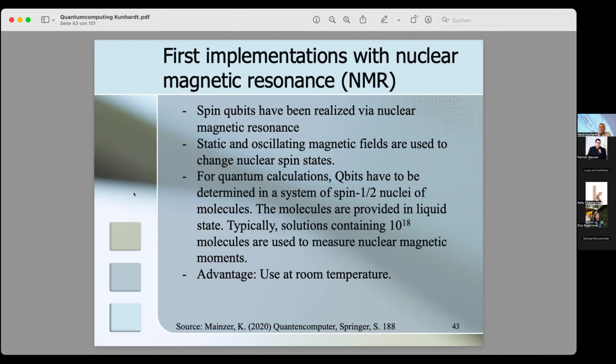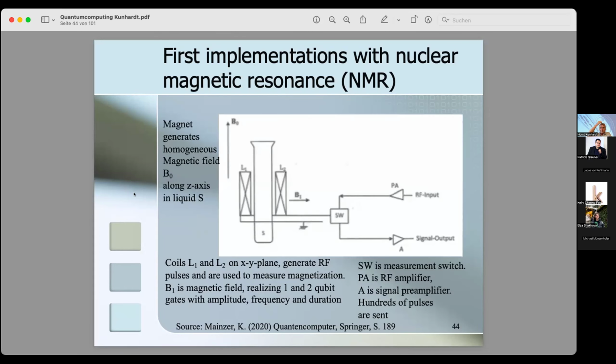The advantage of this type of approach is that we can use room temperature. Remember the picture of the D-Wave system Patrick showed you at the beginning of our lecture. D-Wave uses very low temperatures, minus 273 degrees, for the system to work. One of the advantages of NMR technologies is that you can use it at room temperature. So the implementation is easy in this glass system. You have this liquid with approximately 10 to the power of 18 molecules.